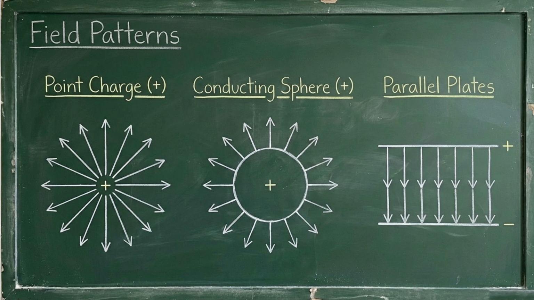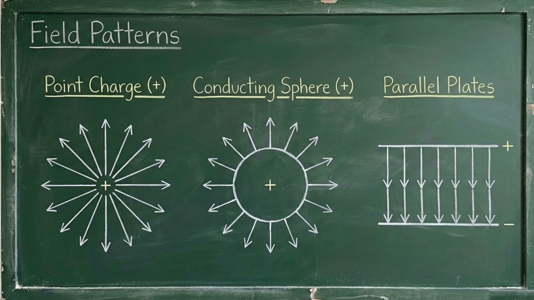That makes sense. Now, there's one specific pattern on this slide I want to touch on because it looks so different. The parallel plates diagram. It's a positive plate on top, a negative plate on the bottom, and the lines are perfectly straight, running top to bottom. Right. Like prison bars. This is a crucial concept.